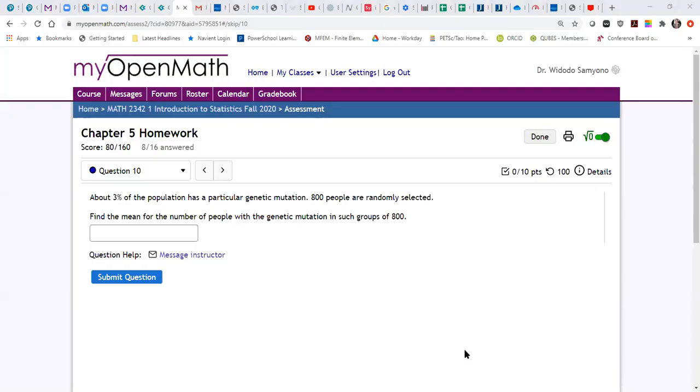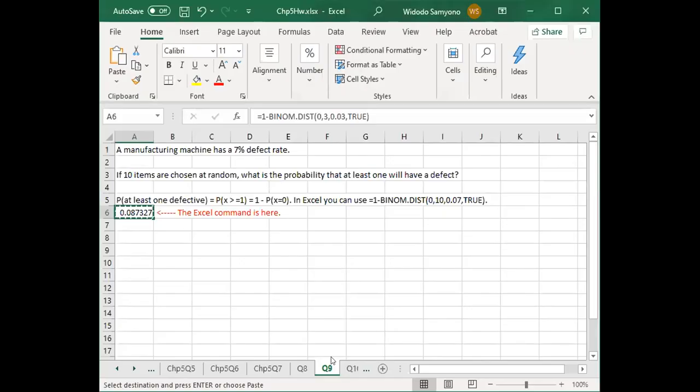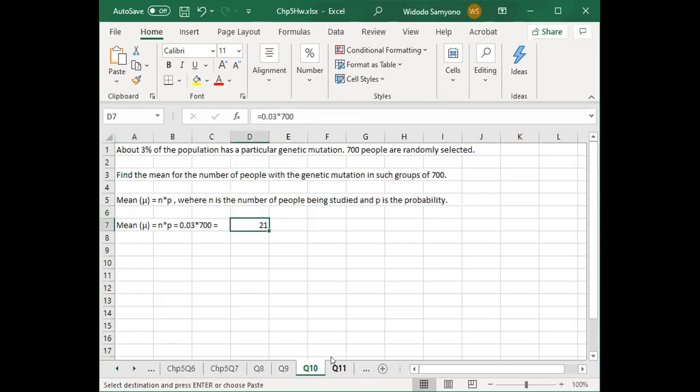This is for number 10. Okay, so you need to go to number 10. So you just simply. Okay, so exactly you have the same thing here, 3%. So you don't need to replace that one. But in the problem you have 100. Sorry, 800 people, right? So you need to change this to 800. Okay? So 0.03 times 800, you will get about 24. Okay? So your answer will be 24.